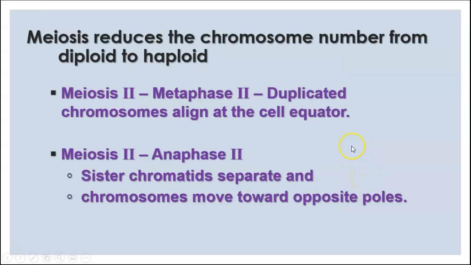Okay, so in metaphase 2, we have our duplicated chromosomes lining up at the cell equator, like we saw in mitosis. In anaphase 2, the sister chromatids are going to separate, and chromosomes will be pulled toward opposite poles of the cell, like we saw in mitosis.